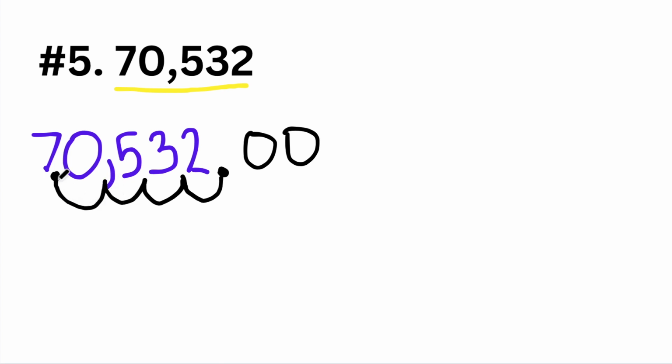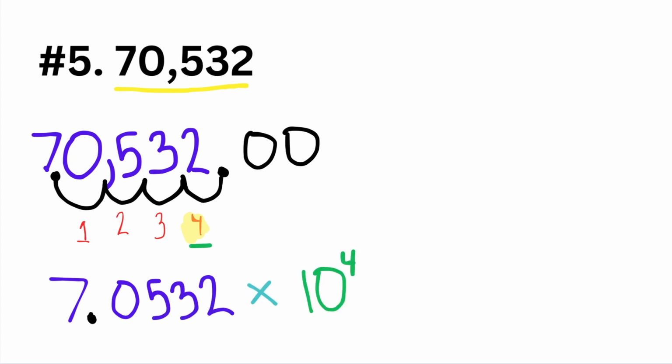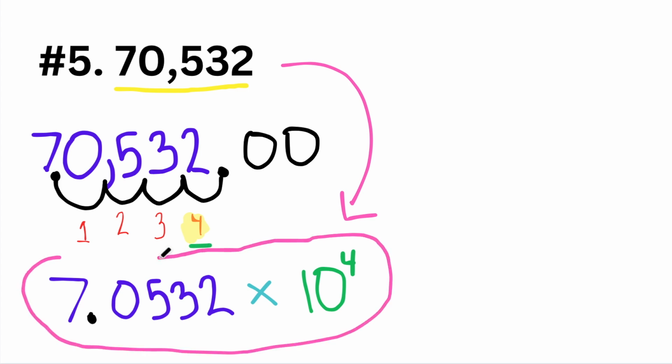And so now that we know where we're moving that decimal spot, we're going to count how many spaces it takes to move there. So it takes 4 spaces, which means that when we write this number in scientific notation, our 10 is going to be raised to the power of 4. But also when we move this decimal spot between the 7 and the 0, we get the decimal number 7.0532, and then once again times 10 raised to the power of 4, and that's our answer. 70,532 written in scientific notation is 7.0532 times 10 raised to the power of 4.